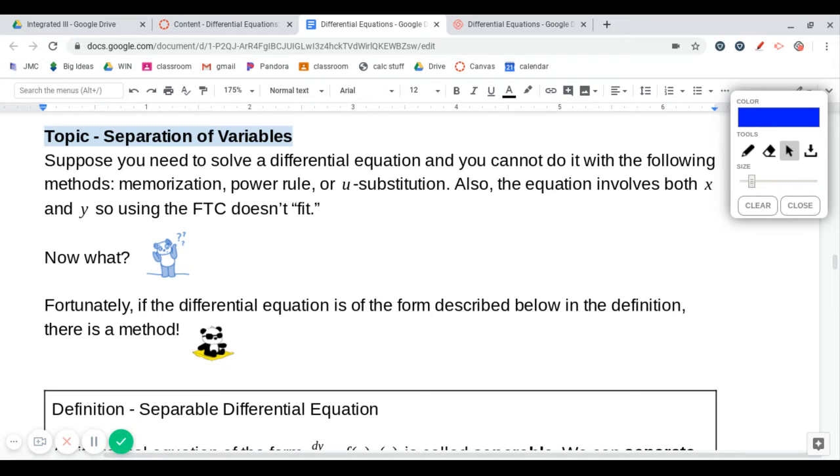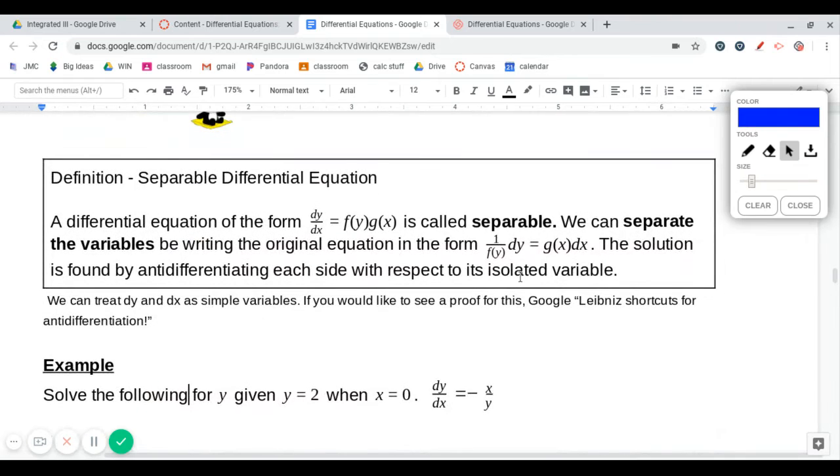Okay, so there are actually a lot of different ways to solve differential equations. We're going to learn one called separation of variables. So, a differential equation in this form, dy/dx equals a function of y times a function of x, is called separable. It's key that these are being multiplied together.